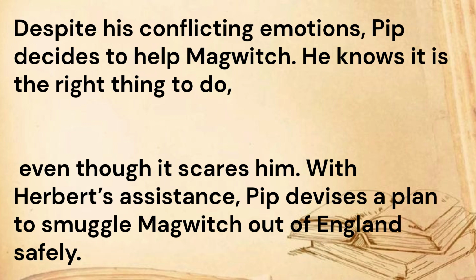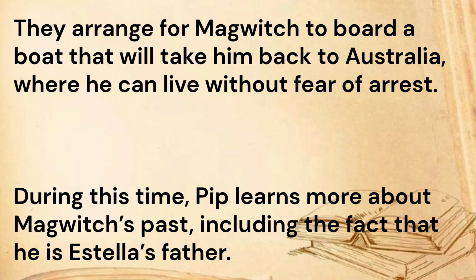Despite his conflicting emotions, Pip decides to help Magwitch. He knows it is the right thing to do, even though it scares him. With Herbert's assistance, Pip devises a plan to smuggle Magwitch out of England safely. They arrange for Magwitch to board a boat that will take him back to Australia, where he can live without fear of arrest. During this time, Pip learns more about Magwitch's past, including the fact that he is Estella's father.